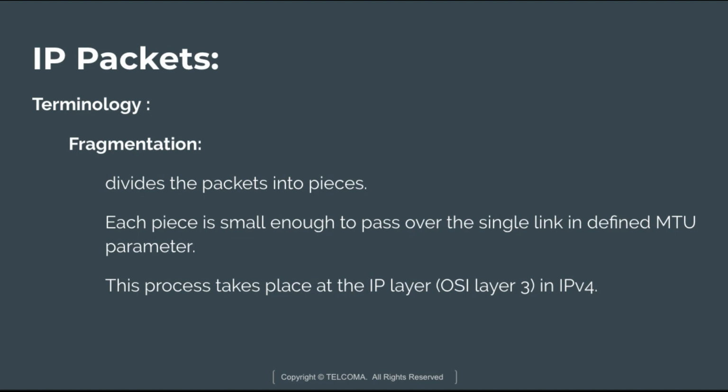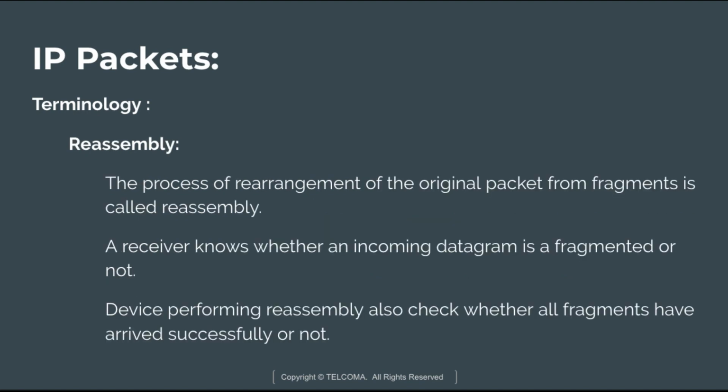Next is fragmentation. Here the fragmentation divides the packet into pieces, and each piece is small enough to pass over the single link and defined MTU parameter. And here this process takes place when packet size is bigger than MTU parameter to pass through single link. So then the fragmentation of the packet is done, and this process takes place at the IP layer or the OSI layer 3 in IPv4. And the next is reassembling.